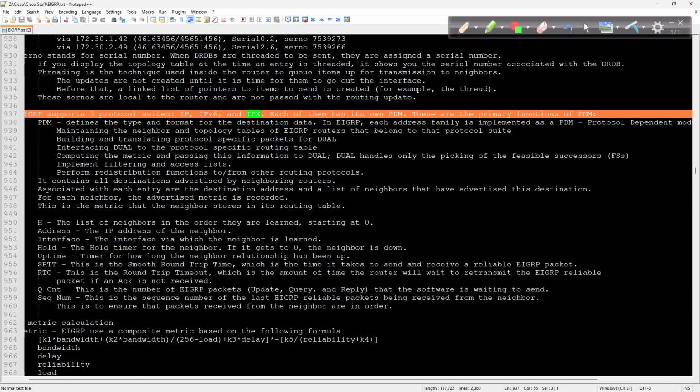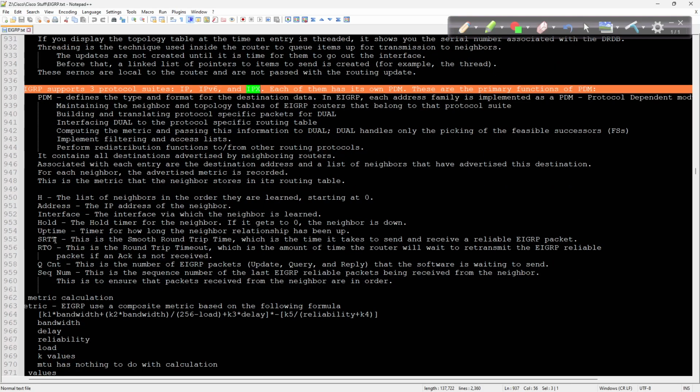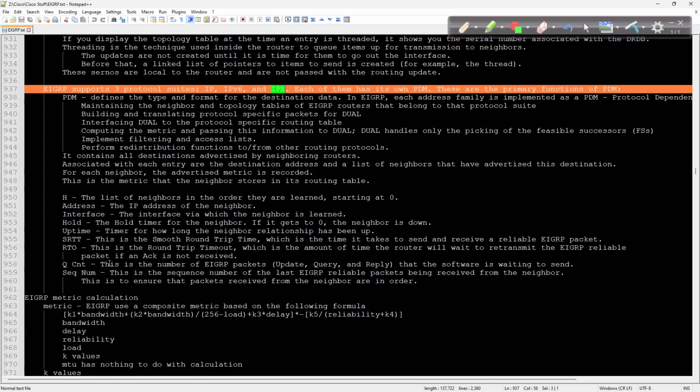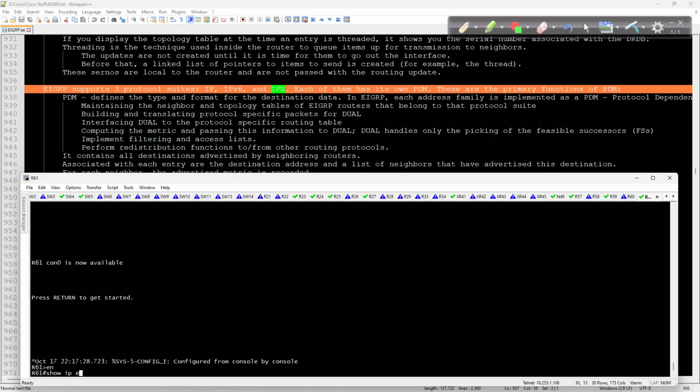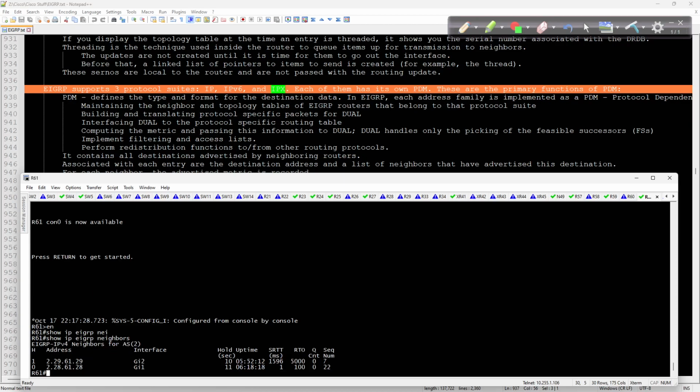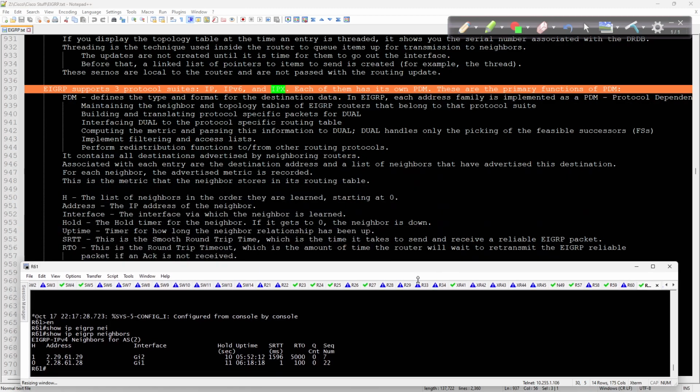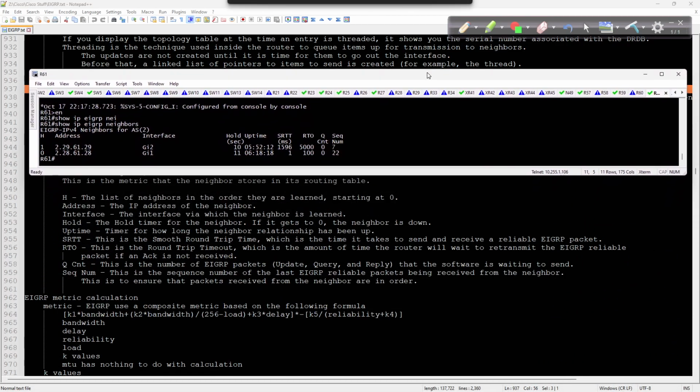Now, there are going to be details about the outputs that you're going to need to understand in order for things to make sense. So when you look at show ip eigrp neighbors, we already have it running, so if I was to pull up, say, R61 and do a show ip eigrp neighbors, let me bring this down just a little bit so we have a reference. Just to go from left to right, top down: H, the list of neighbors in the order they are learned, starting at 0. I've learned two different neighbors, 229.61.29 and 228.61.28.